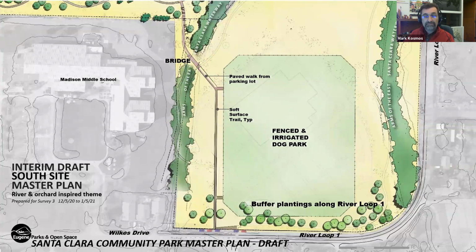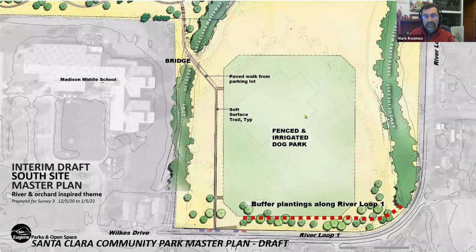And the dog park would have 2 points of entry with some interior separation that's not shown yet for large and small dogs, as well as some closure options so that we can take care of the site and maintain it over time.